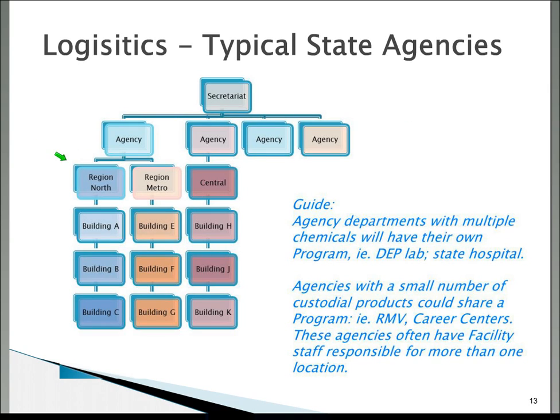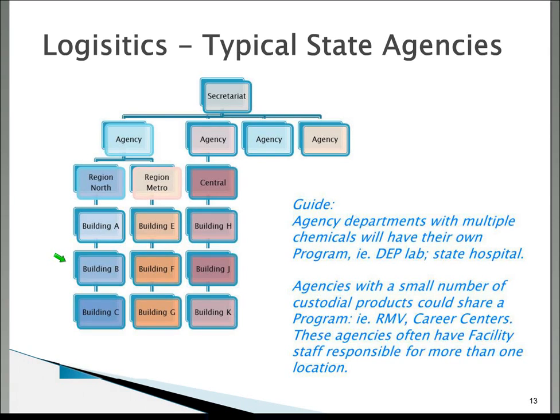Within each agency, you might have several different regions with several different buildings. You will have to look at the way you're organized. It might make sense to have a different hazard communication program for each particular building. So for instance, one of the state hospitals might have their own, and the second state hospital would have their own program.